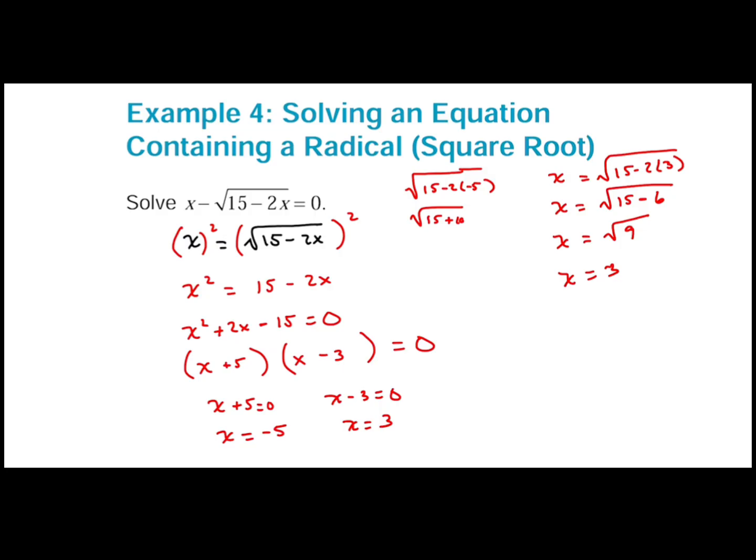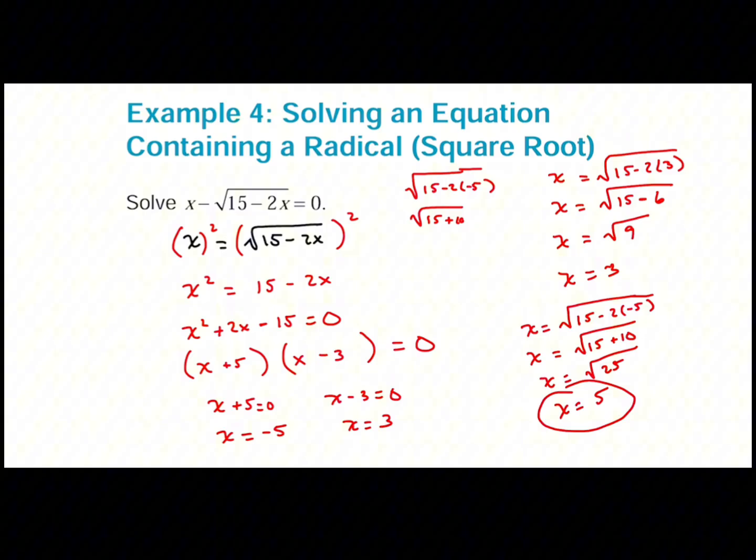Now, let's say I got x is equal to negative 5. So I got x is equal to the square root of 15 minus 2 times negative 5. All right, so we got x is equal to the square root of 15 plus 10. So we got x is equal to the square root of 25. So we got x is equal to 5. Oh, now we have to understand something.